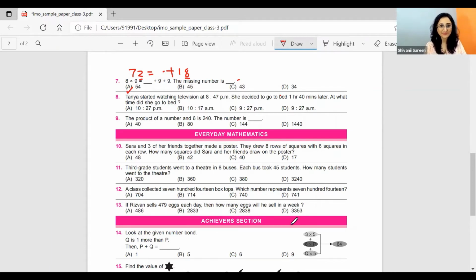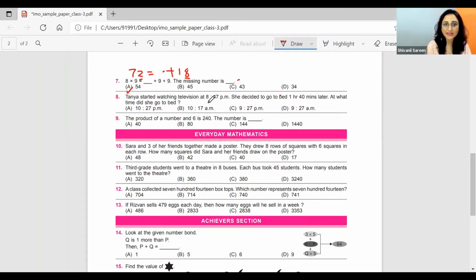Question number 8. Tanya started watching television at 8:47 p.m. She decided to go to bed 1 hour 40 minutes later. At what time did she go to bed? Now, what was the time? 8:47. She watched television for 1 hour 40 minutes.